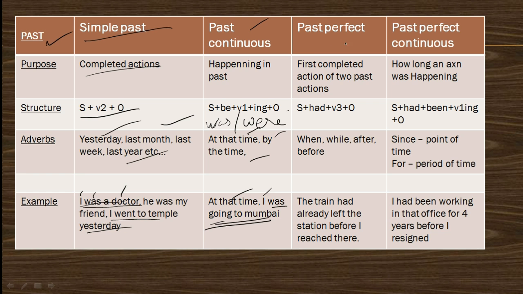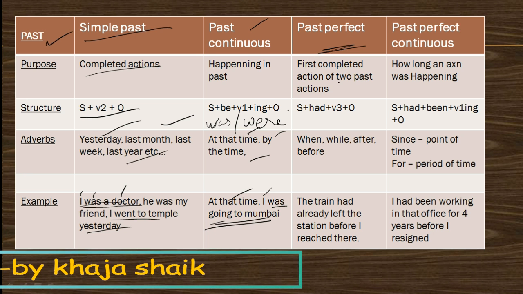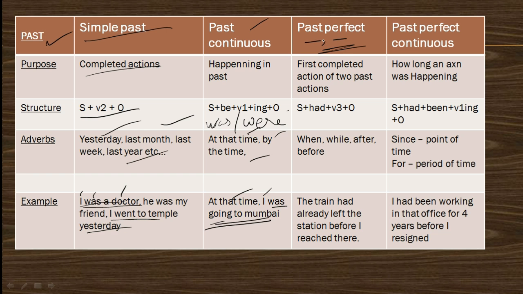Let us move to past perfect. This is used to tell the first completed action of two past actions. That means there are two past actions. By using past perfect tense, we can say what is first completed out of two past actions. Structure is subject plus had plus V3 plus object. Always use the third form of the verb after have, has, had. Generally we use when, while, after, before in this tense.